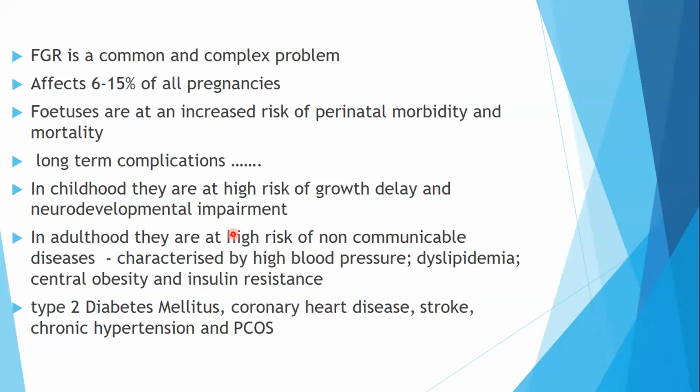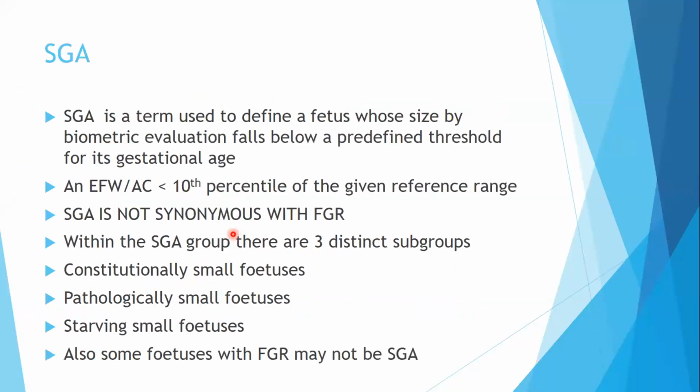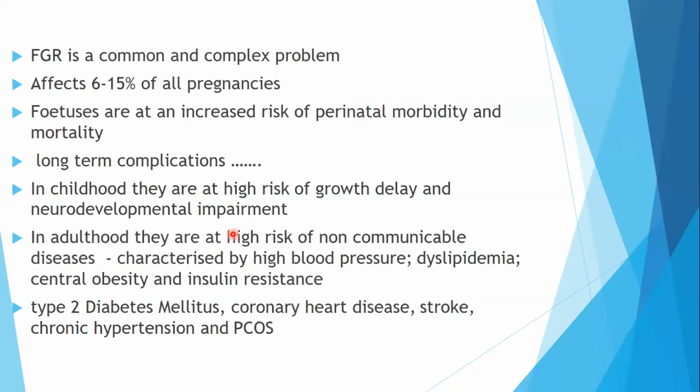Whereas in adulthood, they're at high risk of non-communicable diseases, which are characterized by high blood pressure, dyslipidemia, central obesity, and insulin resistance. And later on, they present to the physicians with type 2 diabetes mellitus, coronary heart disease, stroke, chronic hypertension, and to the gynae with polycystic ovarian syndrome.